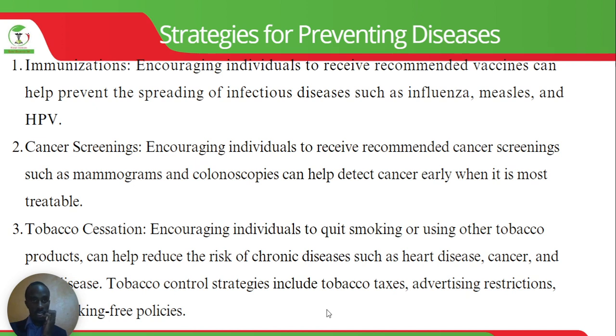So, tobacco control strategies include putting in place tobacco taxes and advertising restrictions. These products need not be advertised because when you advertise, you increase the curiosity of people who haven't taken those products, and they might feel the urge to start smoking. And then smoking-free policies, which include making sure that there are restrictions on smoking in public and other places where people gather.